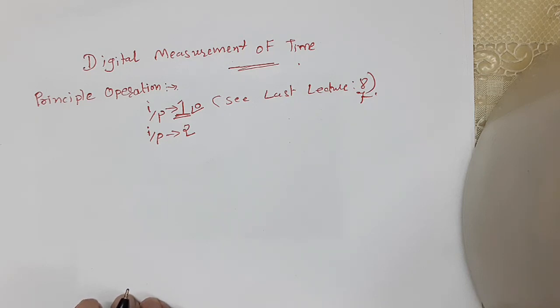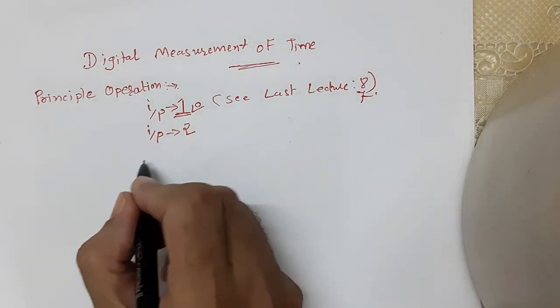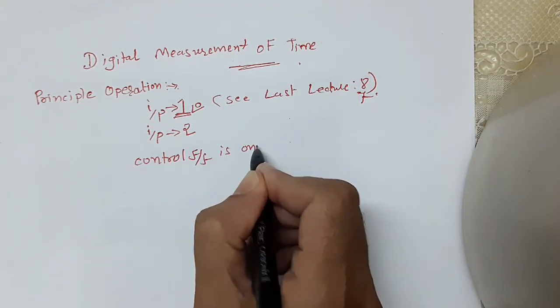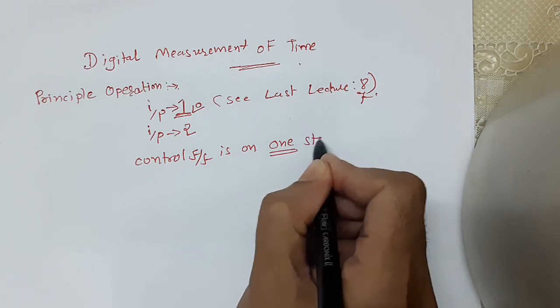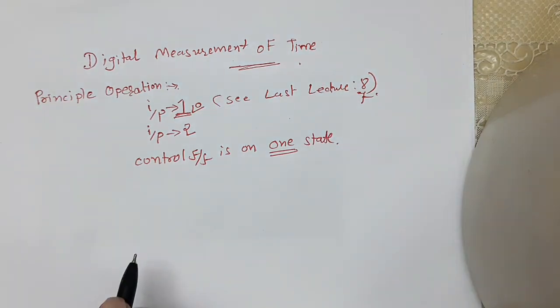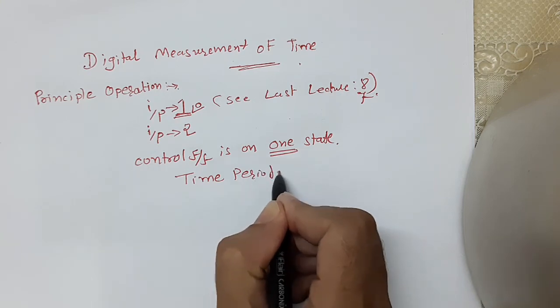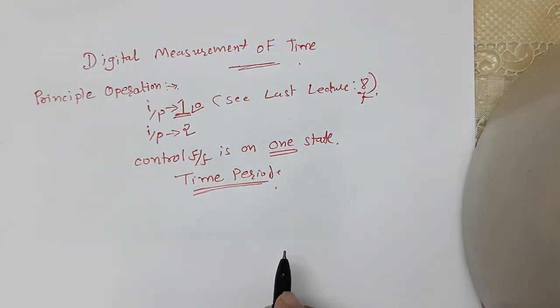The oscillator runs continuously, but the oscillator pulses reach the output only during the period when the control flip-flop is in the 1 state. The number of output pulses counted is a measure of the time period. So for this, we first discuss the time base selector.